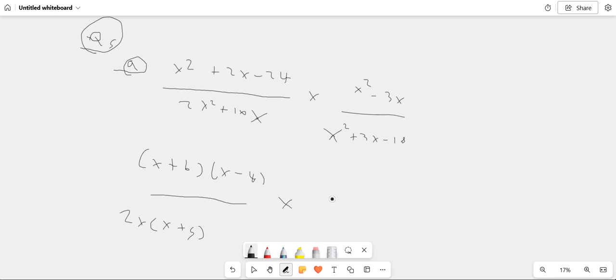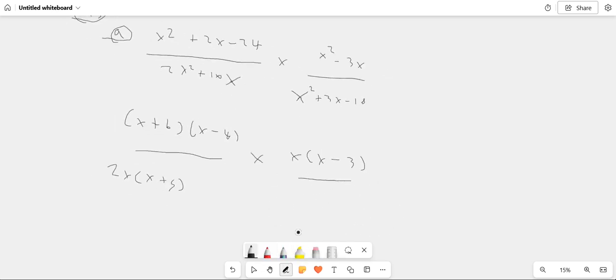And then times that by x squared minus 3x again. We haven't got a number, so just take out the x here, so x open bracket x minus 3, over, and then use polynomial on the bottom here, so you get x plus 6 and x minus 3.